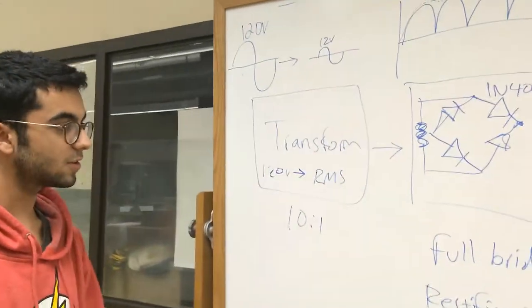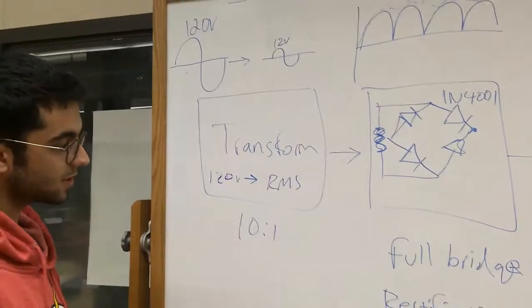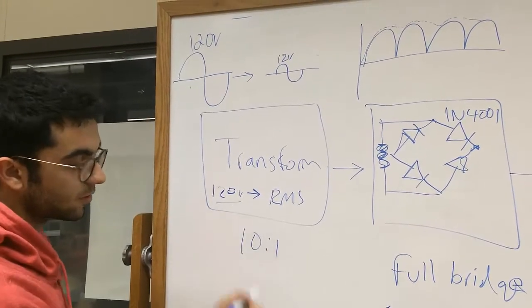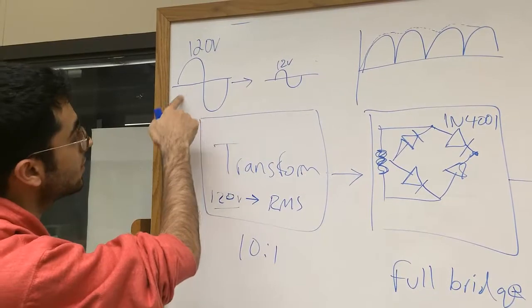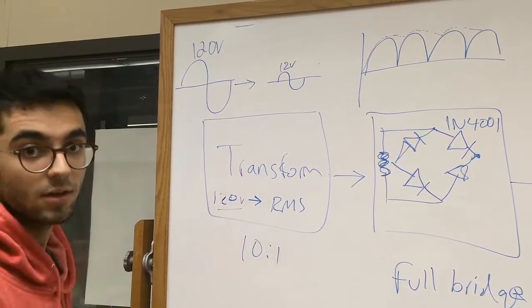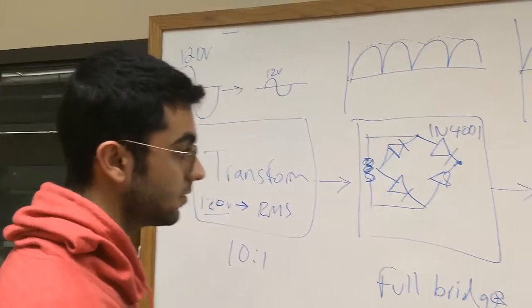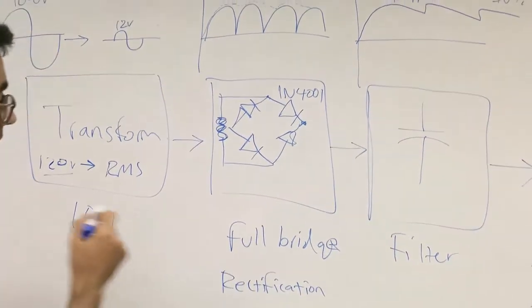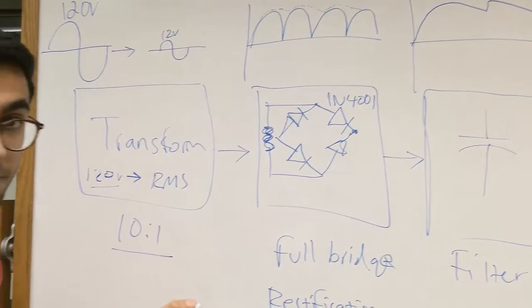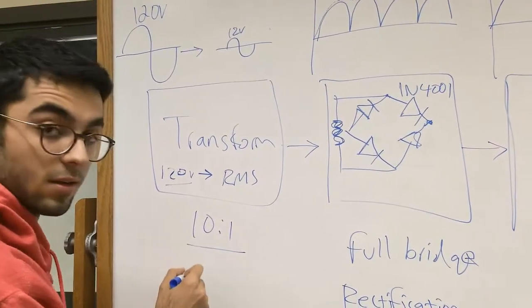So first of all, we start off with the transformer. The transformer is going to step down from 120 volts RMS to around 12 volts, so as you can see it's a lot smaller. It's not too much to deal with. So we're going to do this first with the transformer, which steps down by a factor of 10.